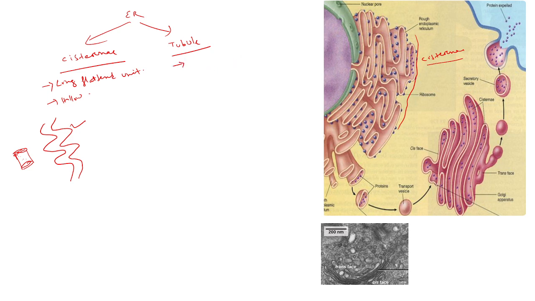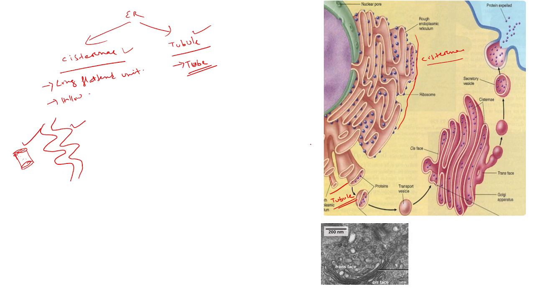the tubule. So what is the tubule? The tubule, as the name suggests, is a tube-like structure. It looks like this. Here also it is a tube-like structure. So they are called the tubule. So inside the cisternae and the tubule, inside the pipe, there is a hollow part in the cisternae as well as in the tubules.